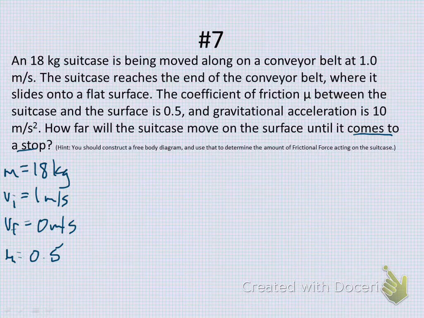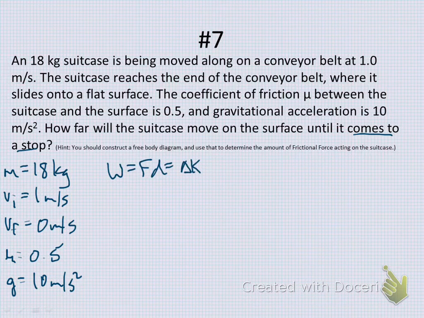Okay, and then it also reminds us that gravitational acceleration, or little g, is going to be 10 meters per second squared, which of course we should know anyway. All right, so looking at this, we know that we're going to need to use the fact that work is equal to FD is equal to change in kinetic energy. And we want to keep in mind that our final condition is 0, so that means that our final kinetic energy is going to be 0.